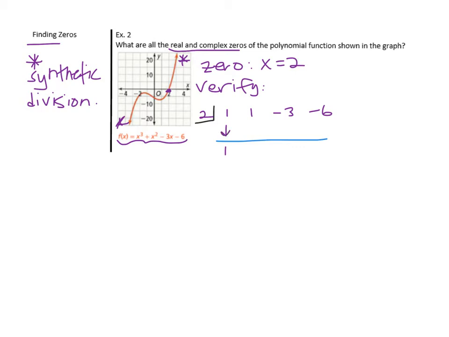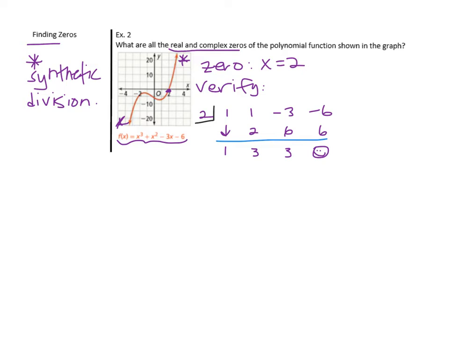I'm going to drop the 1 down, multiply with the penalty box. 1 times 2 is 2. Add the column, 1 plus 2 is 3. Multiply by the penalty box, 3 times 2 is 6. Negative 3 plus 6 goes back to 3 again. 3 times 2 is 6. And we get an output of 0. That would be our remainder, which verifies that x equals 2 is a zero of the function.